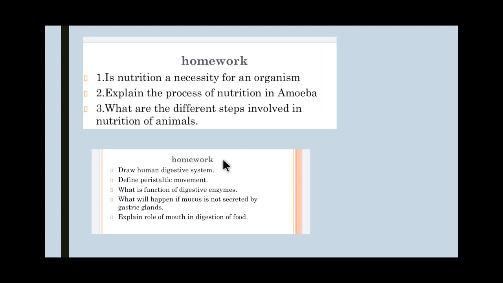Okay, now what is the function of digestive enzyme? First of all, what are they? Digestive enzymes are basically hydrolytic enzymes, which cause breakdown of complex and insoluble components of food into simple, soluble and absorbable substances.